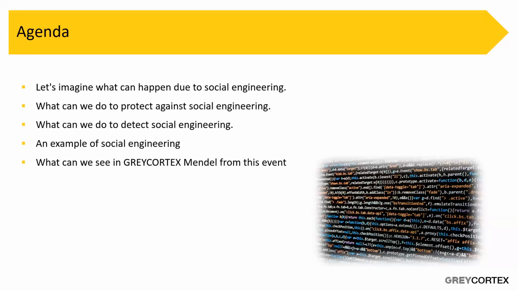What can we do to detect social engineering? I have an example, which is combined from some experience I have from the past. We will go over all the parts, and then we are going to check what we can see in the GREYCORTEX Mendel for all the events which took place in this social engineering event.